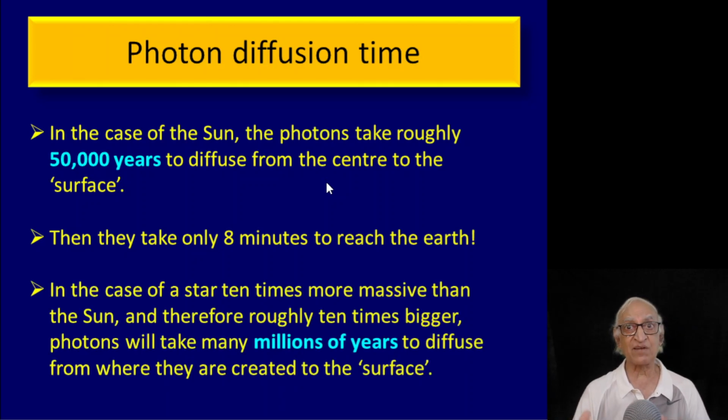Now in the case of a star which is 10 times the mass of the Sun, and therefore approximately 10 times larger in radius, it will take a lot more time. It may take 1 million years, or in more massive stars, many millions of years.